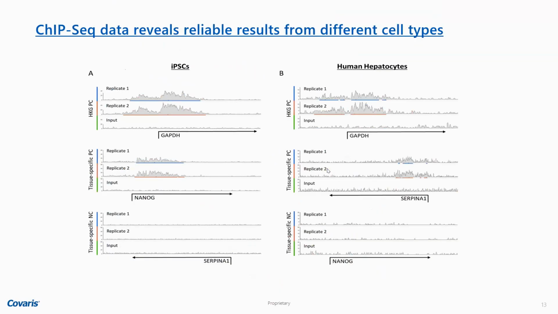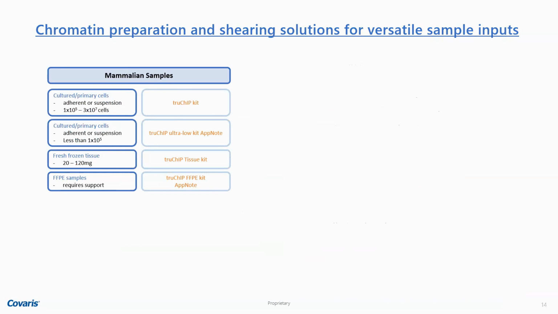So this has been their sequencing data, so they are so far very happy with the workflow. So I would like to briefly let you know which kind of sample inputs Covaris supports in ChIP. Which solutions do we have? If you start with mammalian samples, we have the truChIP kit that I already explained. You can work with 100,000 to 30 million cells. And we have a protocol for ultra-low input, so whenever you start working with less than 100,000 cells.